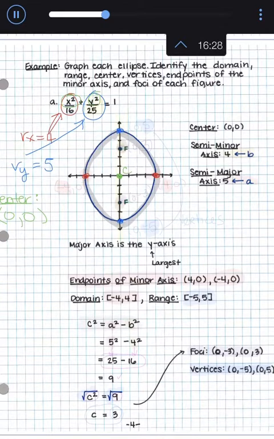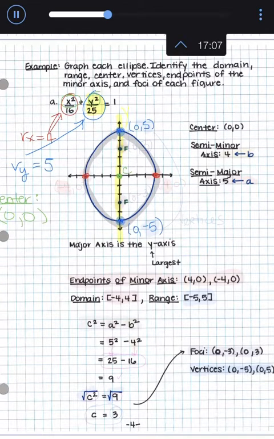Well, if you want to find the foci, you need to figure out which is your major axis, meaning which one had the largest radius. Well, which one had the largest denominator or radius was the y's. So our major axis is the y-axis, because that was the largest. So what were the endpoints of the major axis? Well, up top is at 0, 5. And then the point on the bottom down here is 0, -5.